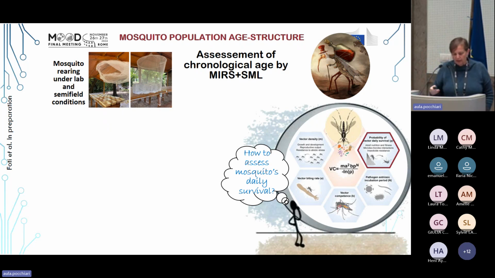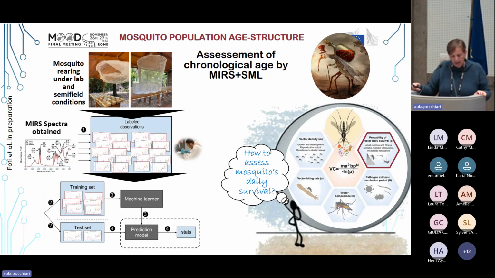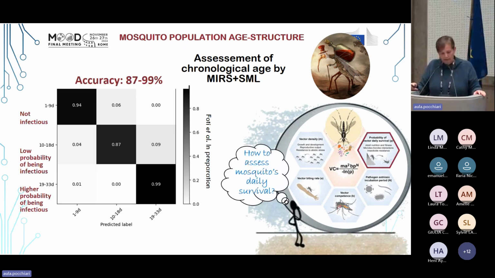Just to give you again an idea of how difficult this is from our perspective, to do this we had to rear mosquitoes under laboratory and semi-field conditions in order to have mosquitoes of known ages. And then mid-infrared spectra were obtained for these mosquitoes of known ages. The observations were labeled. Some of them were used as a training set, others as a test set. Different prediction models based on machine learning were developed, and eventually this is one of the results we obtained.